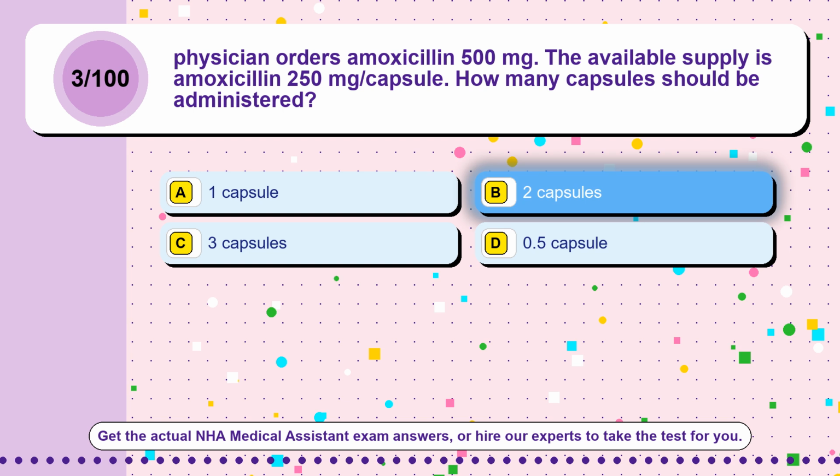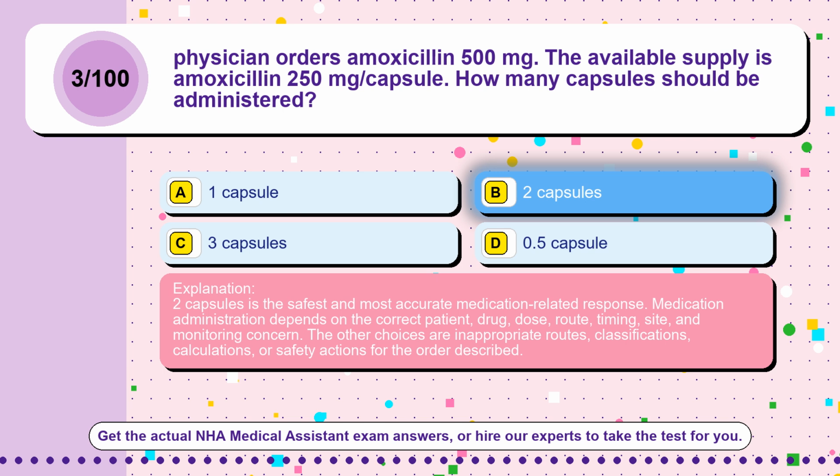2 capsules. 2 capsules is the safest and most accurate medication-related response. Medication administration depends on the correct patient, drug, dose, route, timing, site, and monitoring concern. The other choices are inappropriate routes, classifications, calculations, or safety actions for the order described.